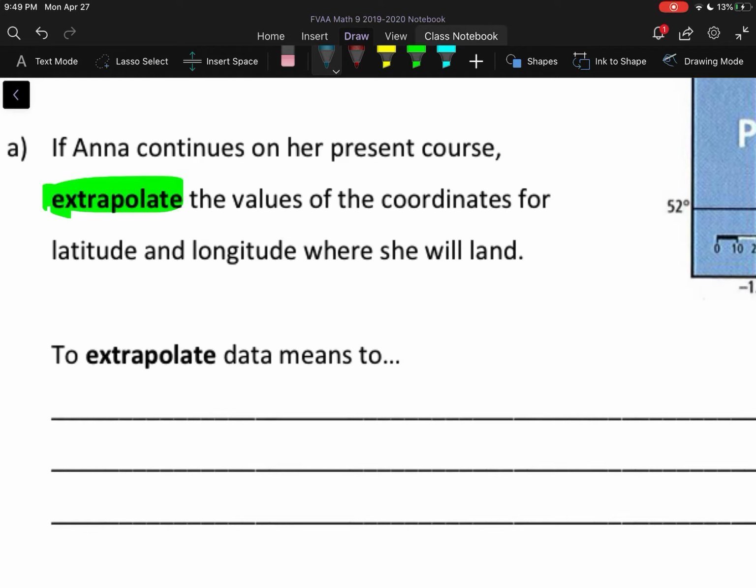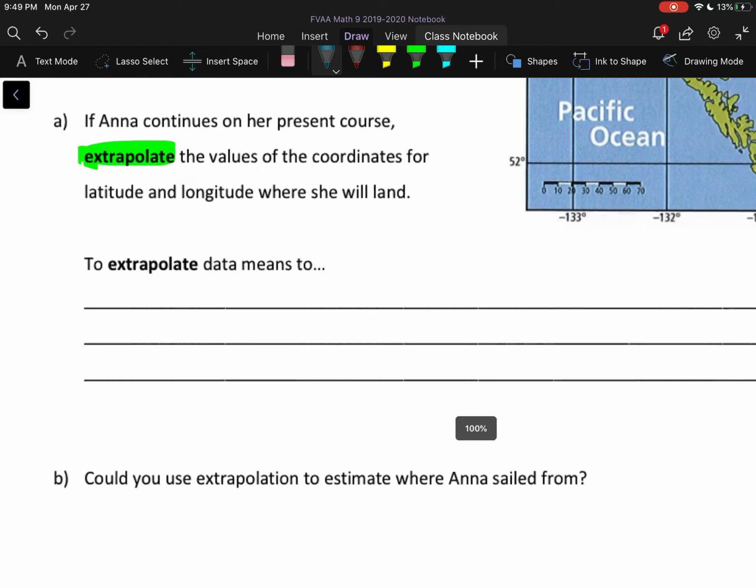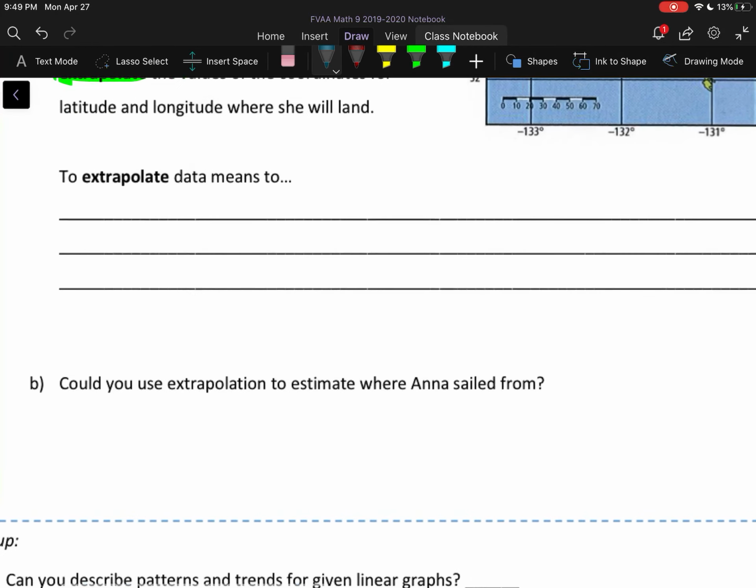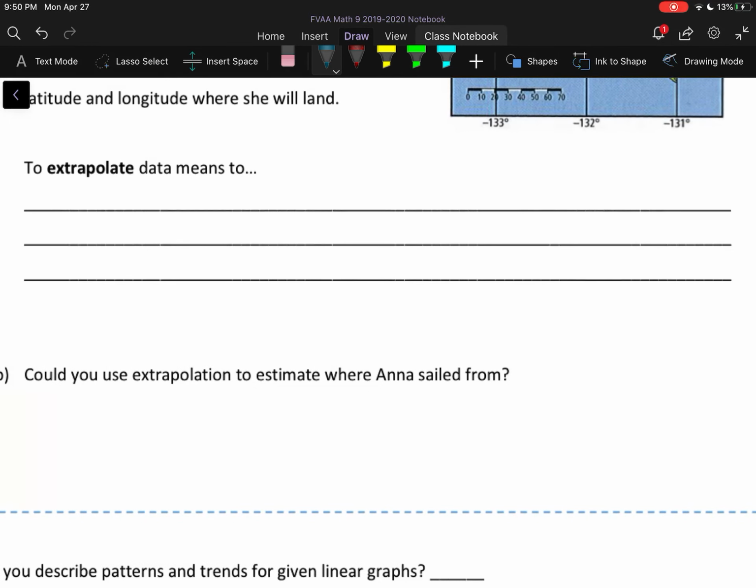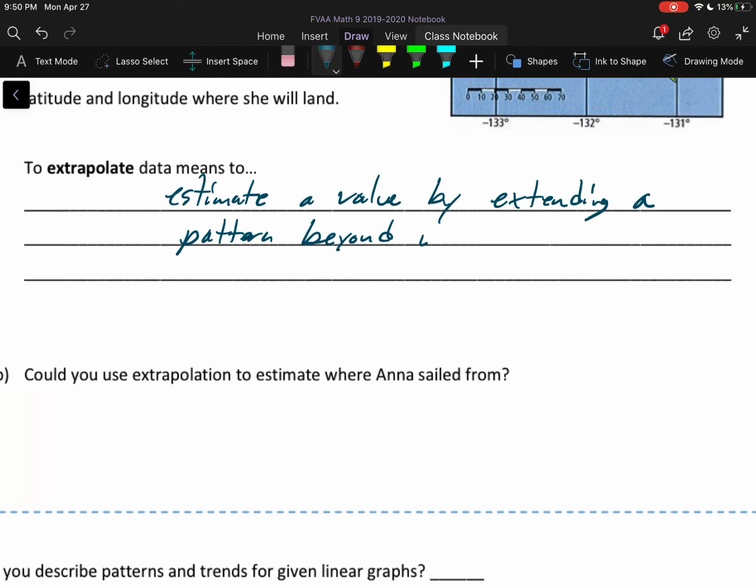island. Okay. So first let's define extrapolate, right? We can't extrapolate without knowing what it means. All right, so to extrapolate is to estimate a value by extending a pattern, in this case a line, beyond what is known.